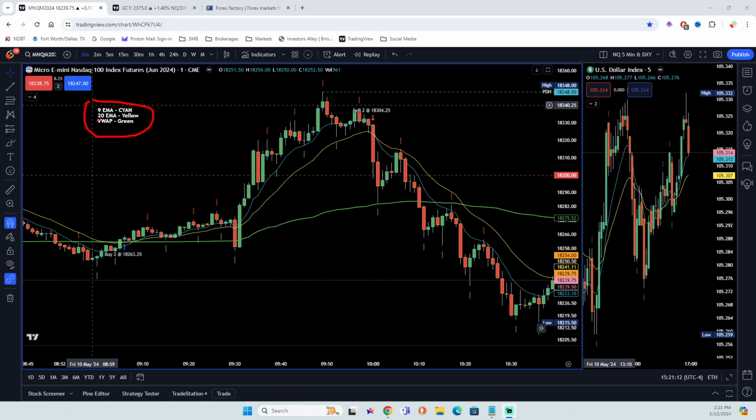A 9 EMA. On my chart, it is cyan in color, this bluish color. A 20 EMA, which is on my chart, is yellow. And VWAP, volume weighted average price, which is green on my chart.